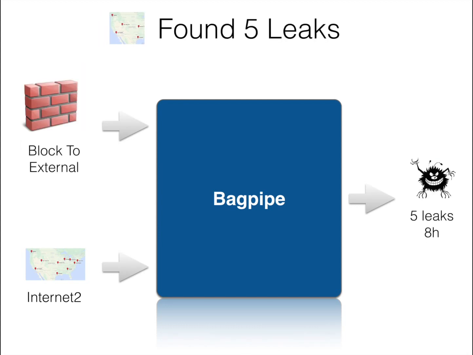The second specification that we checked is called block to external. What block to external does is that whenever an announcement is tagged as private, it ensures that this announcement is never forwarded to any one of the ISP's neighbors. It turns out that this specification does not hold for Internet2. In fact, there are 5 scenarios in which announcements are leaked to some of the neighbors of Internet2. Now, it took Backpipe 8 hours to verify these counterexamples.